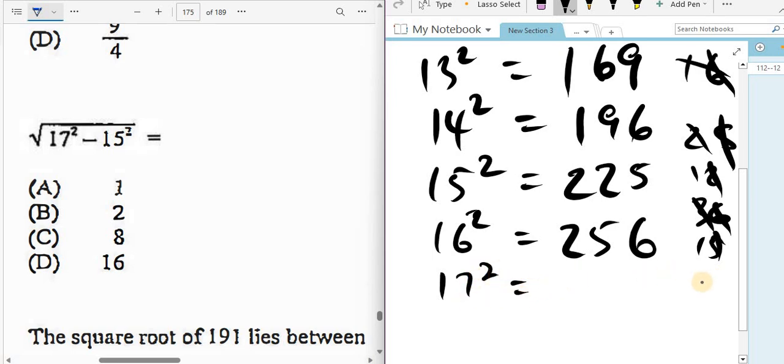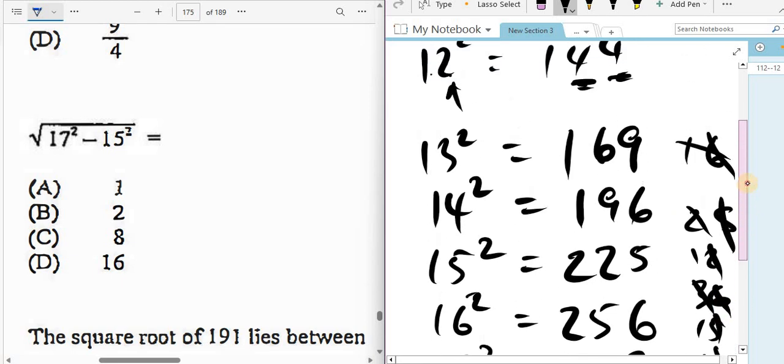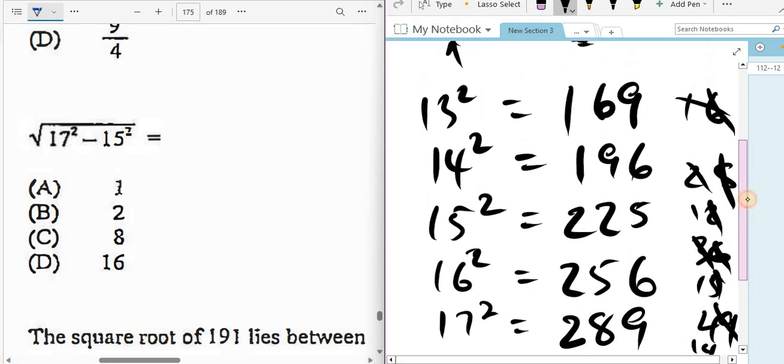Square 7. Put on the 9. Double 7, 14 plus 4, 18, right? Let's put on the 8. Carry the 1 to the 1. 289. Clear? Alright, so it's helpful, right? Fast, right? Okay, here's the thing now.